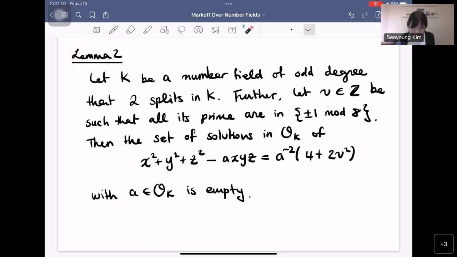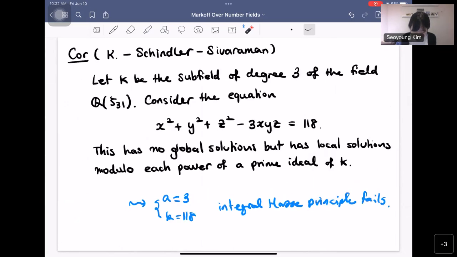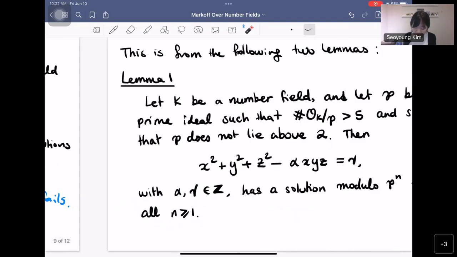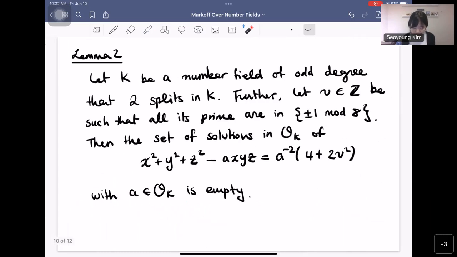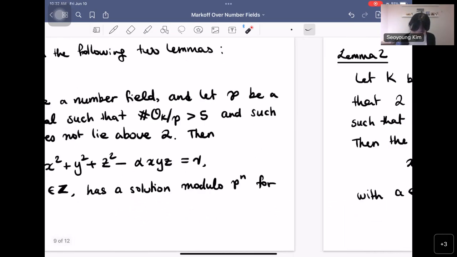The second lemma is about the non-existence of the solutions in O_K of this more specifically described equation. So this is about the global solution, and in order to generate the corollary as such, what we did is to find the simplest case when the lemma 1 and lemma 2 conditions are met, because then we can indeed conclude that in that case our corollary should be true. So, yeah, that's how we did it.